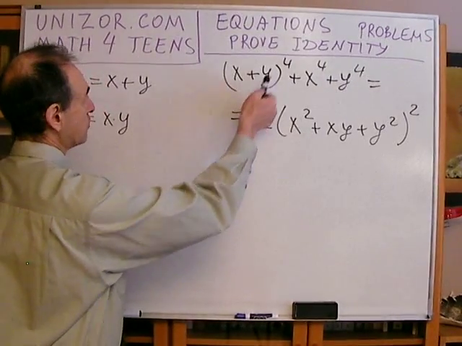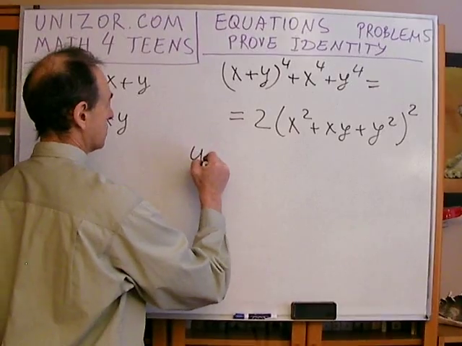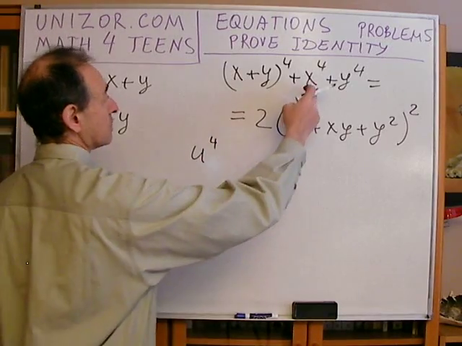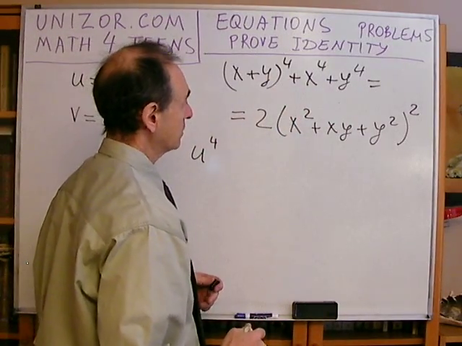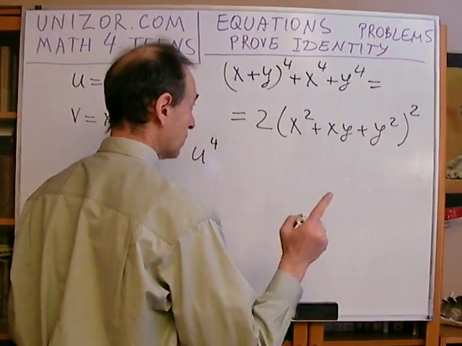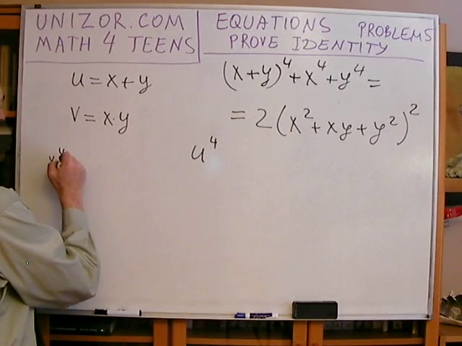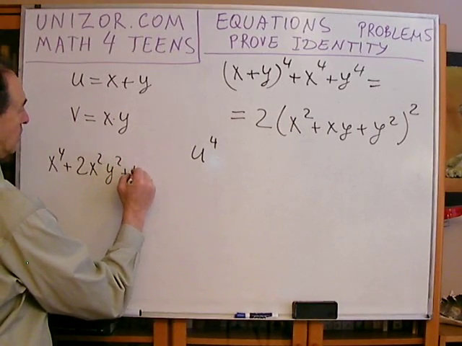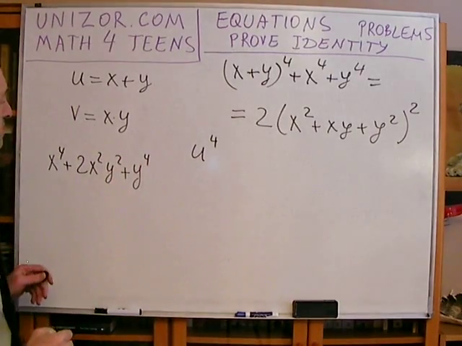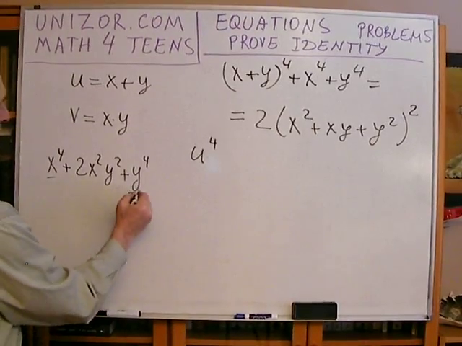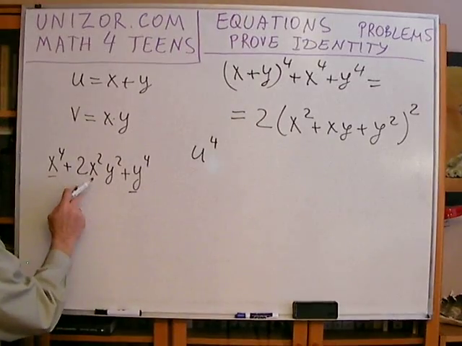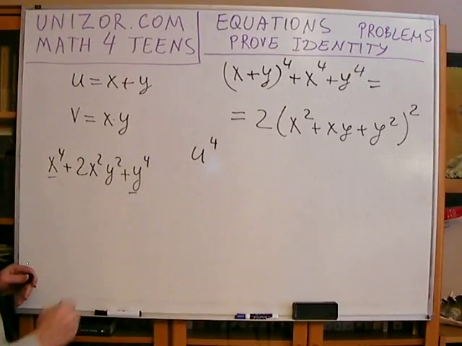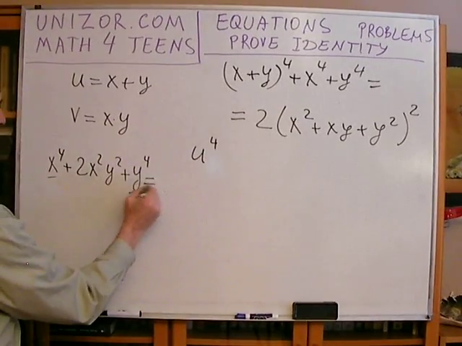On the left, x plus y to the fourth is immediately u to the fourth. Now, x to the fourth and y to the fourth, well, that's too much actually. However, what we can do is the following. We can have x to the fourth plus 2x squared y squared plus y to the fourth. Now, do you recognize this? It has x to the fourth and y to the fourth, and we have added this piece, which is expressible in terms of u and v, obviously. But is this easier? Well, let's think about this.